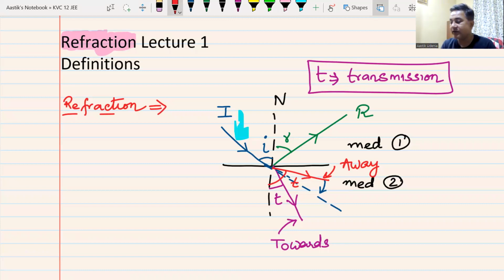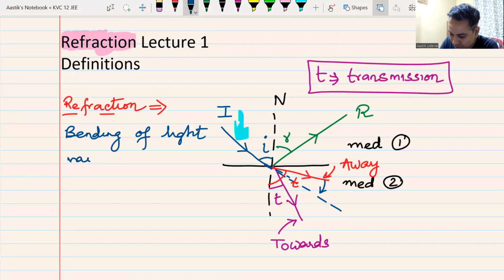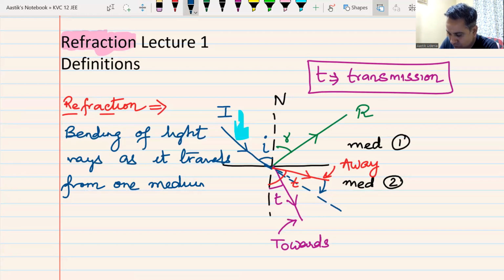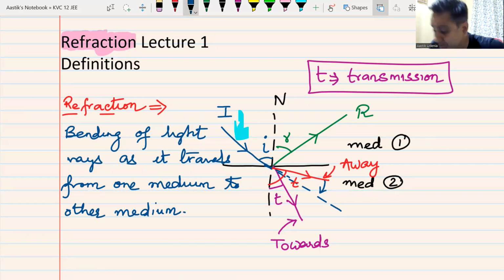Bending of light rays as it travels from one medium to other medium, and that is what you will write. Bending of light rays as it travels from one medium to other medium is known as refraction. Do you understand this?